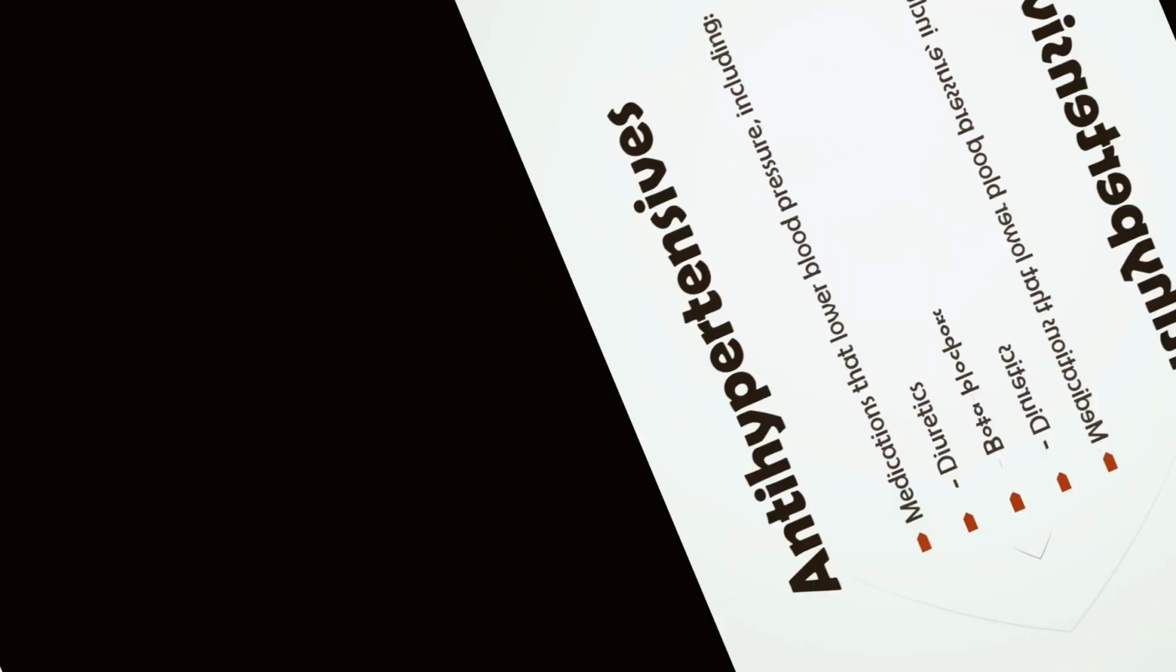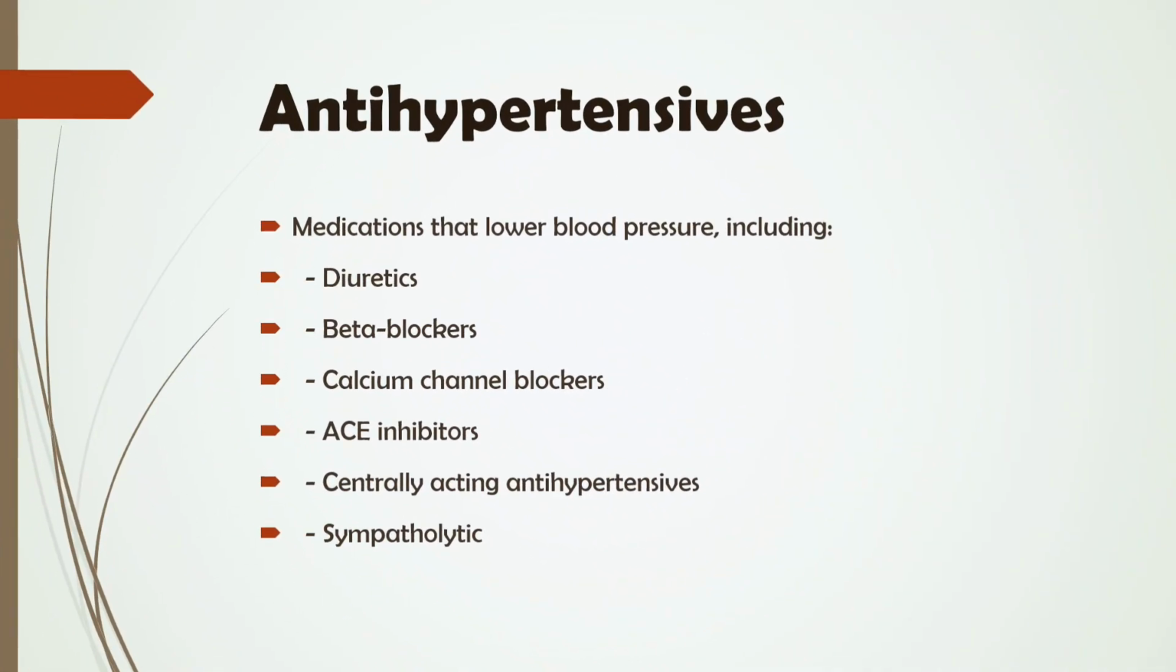Let's start. So first we have antihypertensives. These are medications that lower blood pressure. It includes diuretics, beta blockers, calcium channel blockers, ACE inhibitors, centrally acting antihypertensives, and sympatholytics. We will know about them in more details in the future videos.